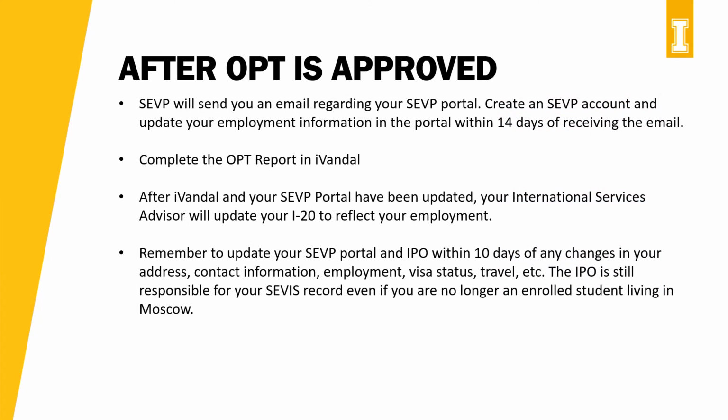After you have been approved for OPT, you will receive an email from SCVP regarding your SCVP portal. Please set up your account and portal within 14 days of receiving this email. Update this portal as needed when your mailing address and employment information changes. Next, complete the OPT report in iVandal and upload your employment information and offer letter. After iVandal and your SCVP portal have been updated, your International Services Advisor will update your I-20 to reflect your employment and contact you by email.